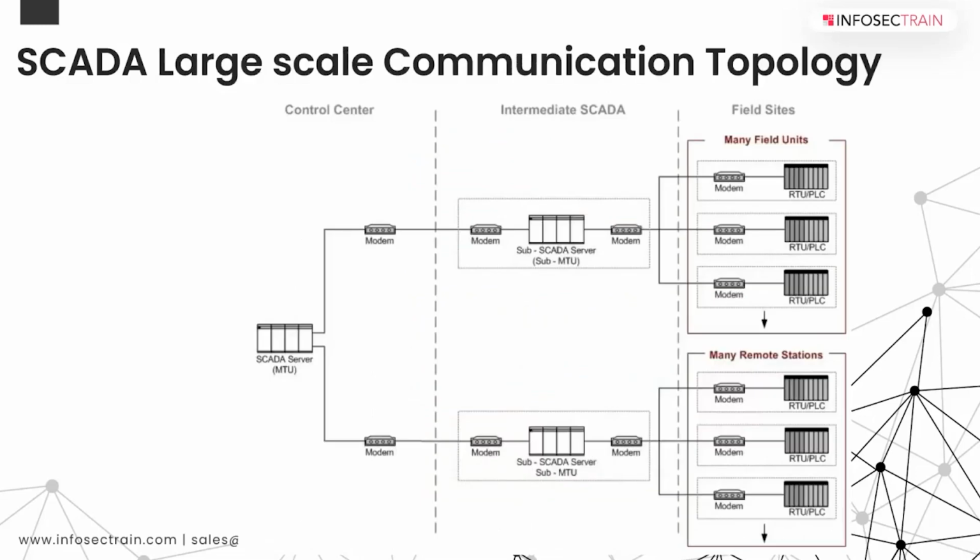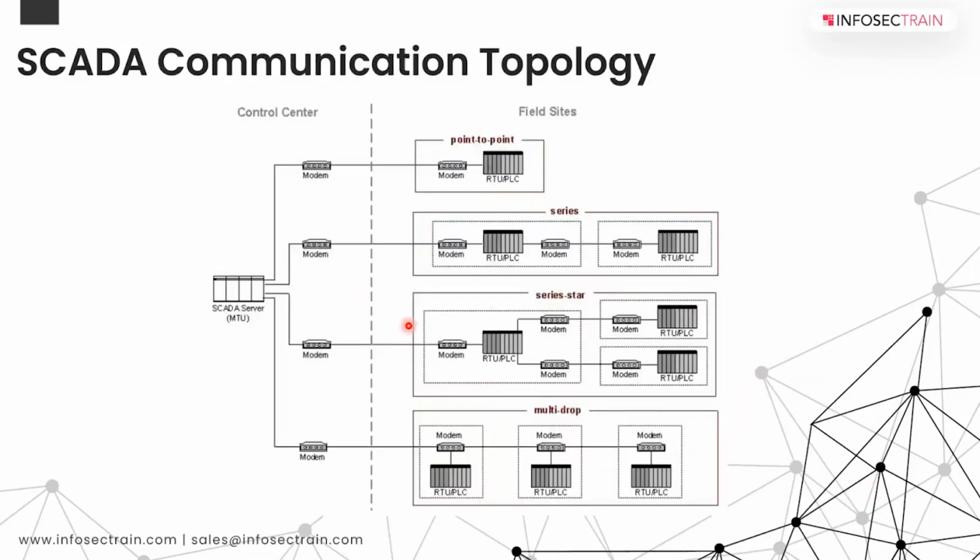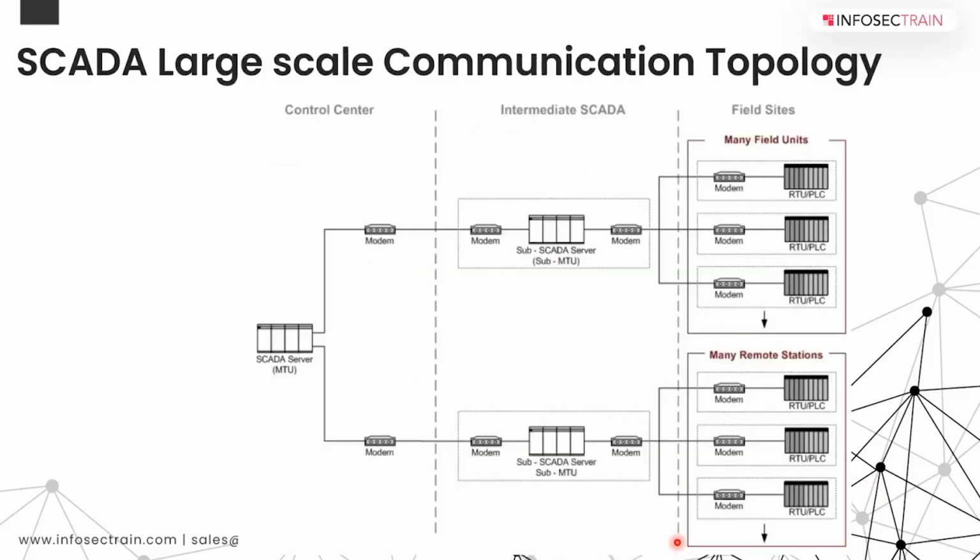The next one, we'll see a large-scale communication topology. It is a combination. Basically, if you see here, it's a single site being connected to the SCADA server. Here, the same thing, if you group it into a master terminal unit or MTU or the main SCADA server, then it becomes large scale. So large systems are basically hundreds of RTUs, often with a sub-control server to unburden this main server, right?